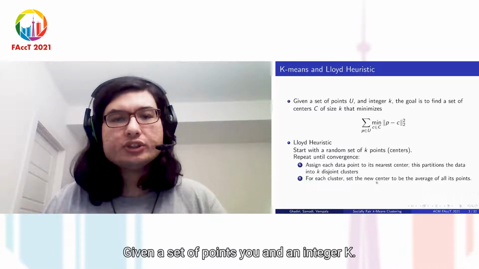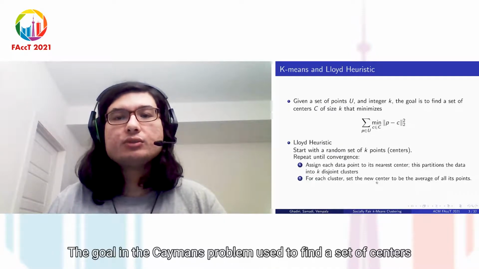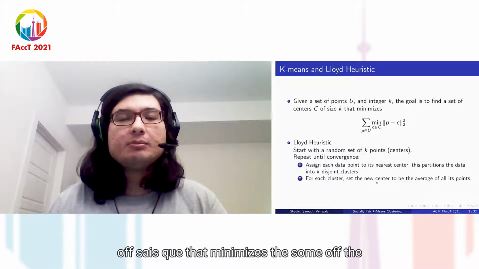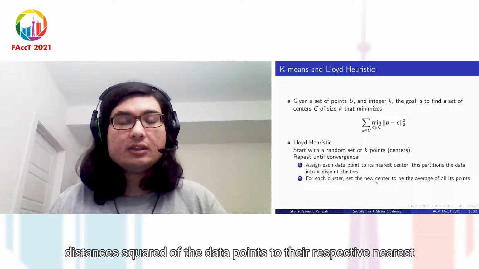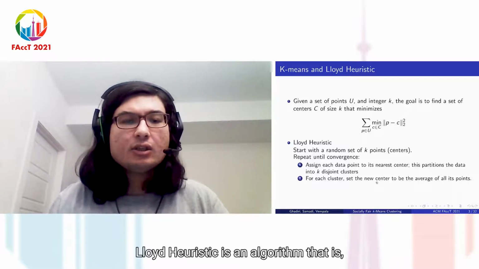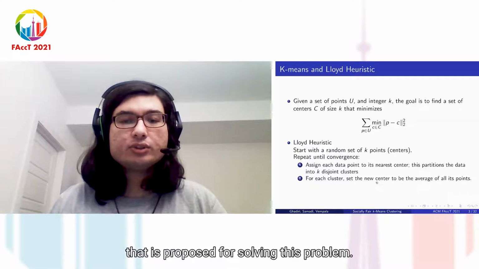Given a set of points u and an integer k, the goal in the k-means problem is to find a set of centers of size k that minimizes the sum of the distance squared of the data points to their respective nearest centers. Lloyd heuristic is an algorithm that is proposed for solving this problem.